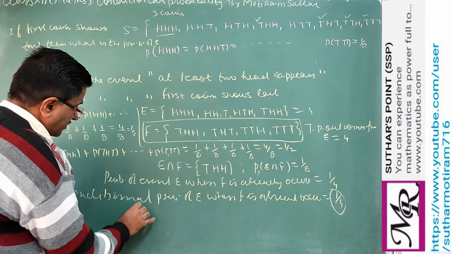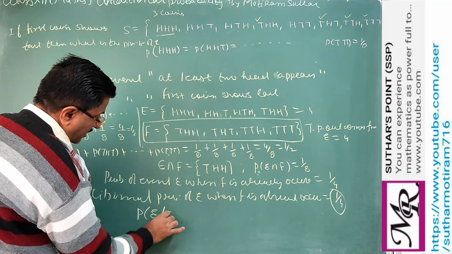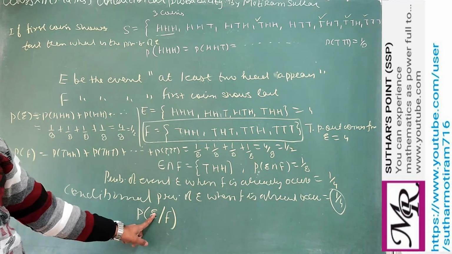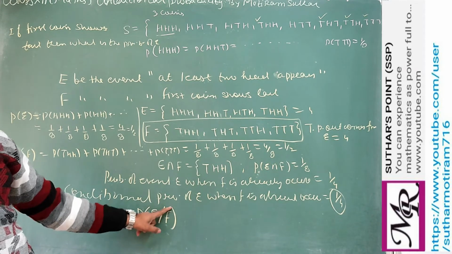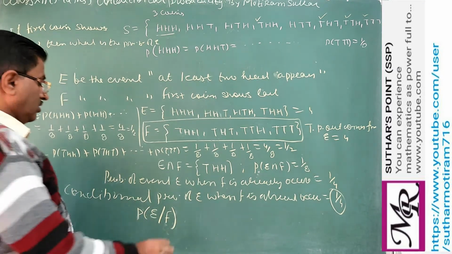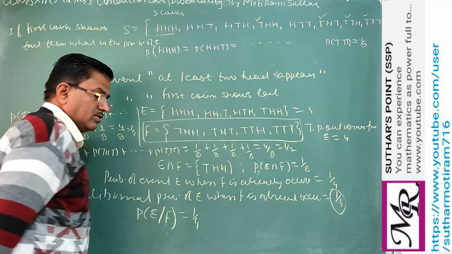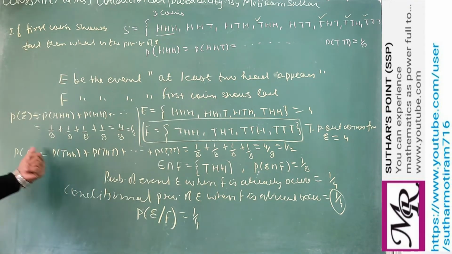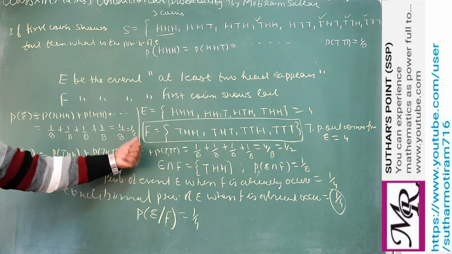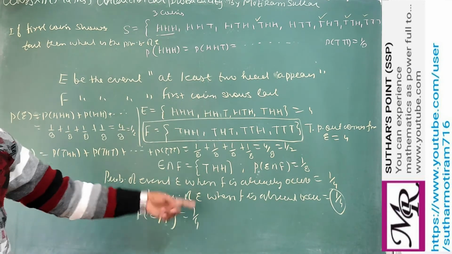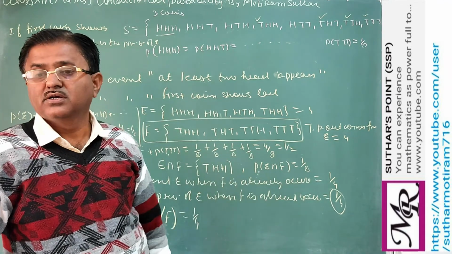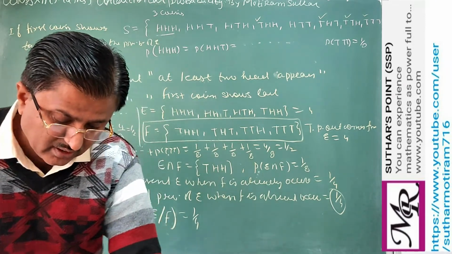How do we write this? Symbolically, P(E|F), E oblique F, E slash F. It means the probability of E when F has already occurred. In general, without any condition, the probability of E is 1 by 2. But when you use the condition, the probability is less. Why? Because there is a common point. So conditional probability is very important.